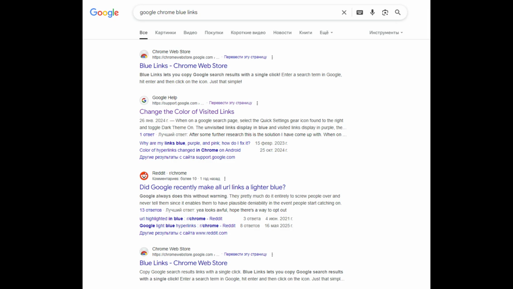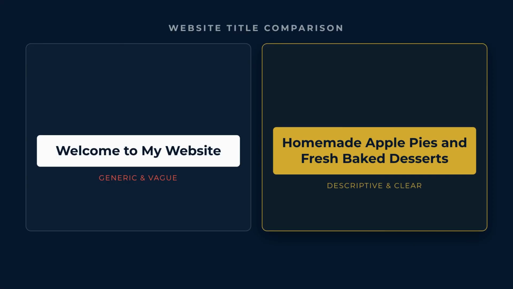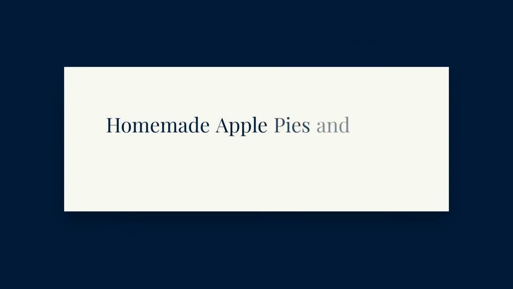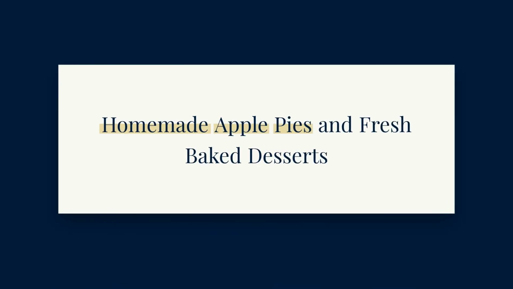One of the first and most important clues is the page title. The page title is often what people see in search results. It should clearly describe the page. For example, a title like "Homemade Apple Pies and Fresh Baked Desserts" tells visitors much more than "Welcome to my website." A good title is specific, easy to understand, and includes important keywords naturally.